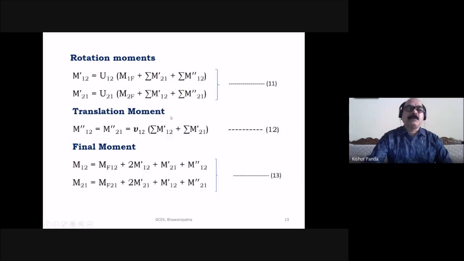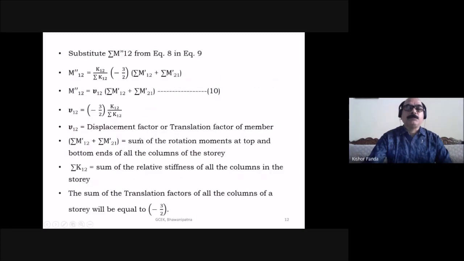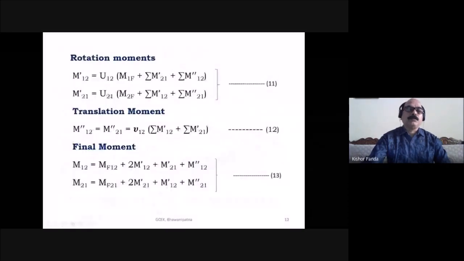Similarly, for translation moment, this is the formula you have to use. M double dash 1,2 is equal to M double dash 2,1 is equal to nu 1,2 into summation of M dash 1,2 plus summation of M dash 2,1. Because this is the sum of the moment of the top end of the column, and this is the bottom end of the column. This is displacement or translation factor. This is your displacement factor, also called the translation factor, and this is your rotation factor.